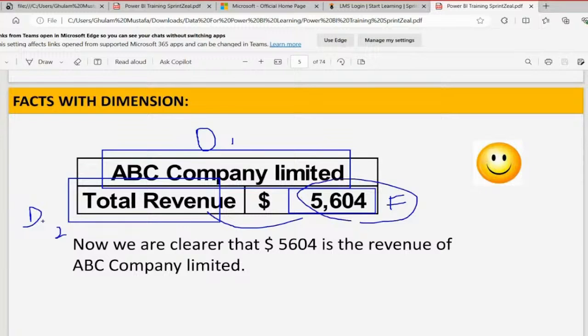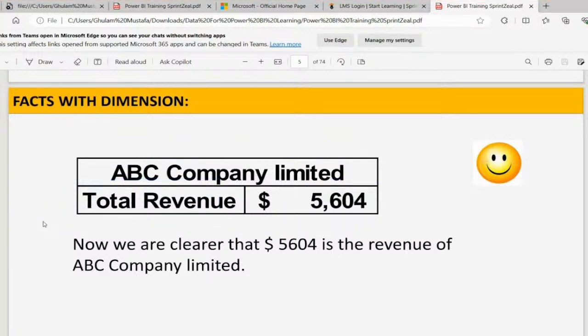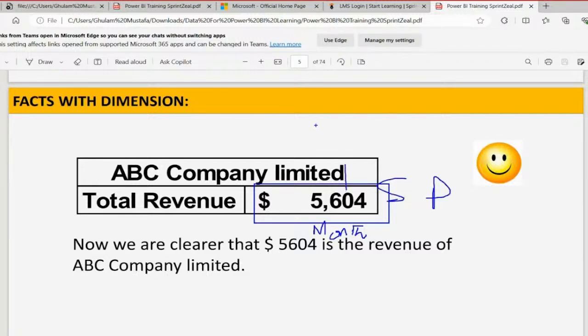We can say that this is my fact, and it is explained by dimension 1 and dimension 2. In terms of analytics, because I have worked on advisory services for many years, I can break down, drill down this number based on multiple dimensions. What could those dimensions be? Let's assume I want to break down this number by months. Or I could break it down by salesperson, by region, or by products.